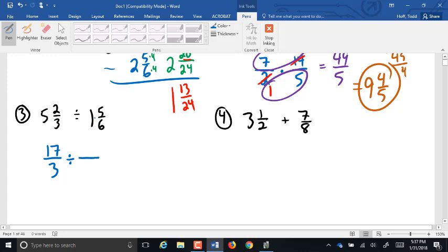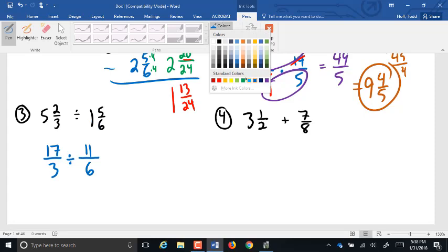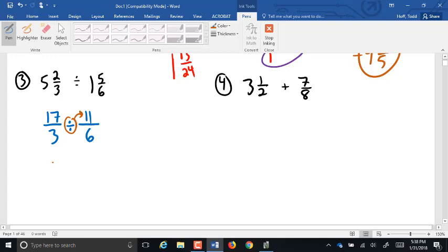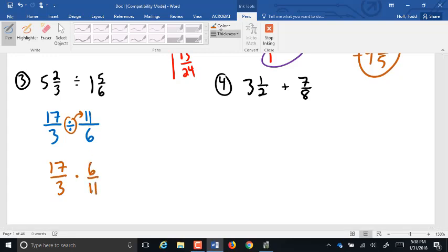We're still division at this point. 1 5/6 will become 11. 1 times 6 is 6, plus 5 is 11. And again, note the denominators stay the same. Now the division operates on the number that comes after it, which is the 11/6. So our 17 over 3 will not change. It's going to become times the reciprocal of 11/6, which will be 6/11.